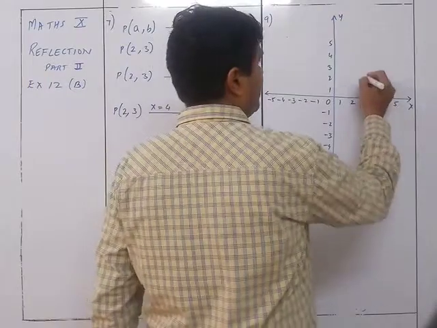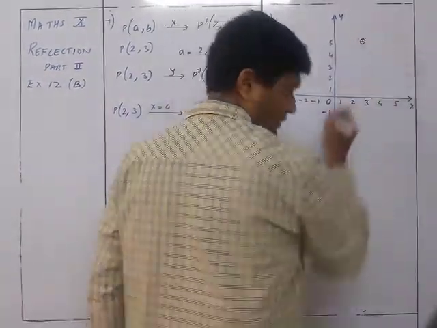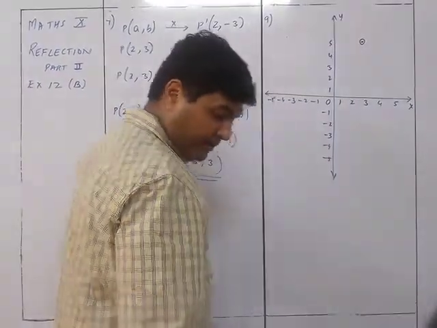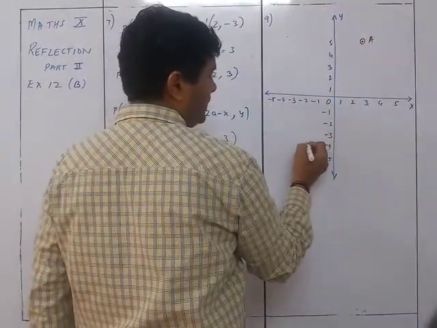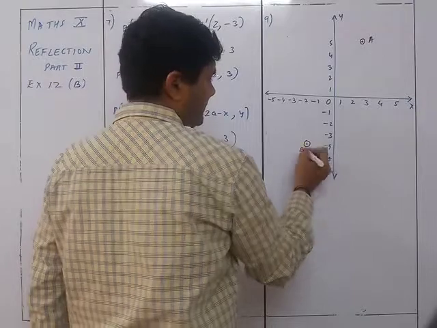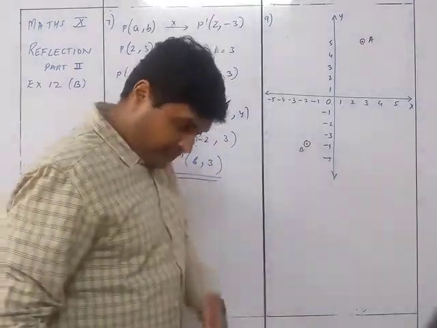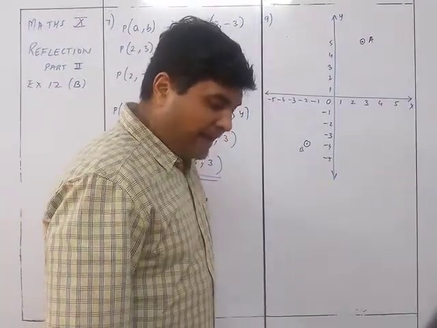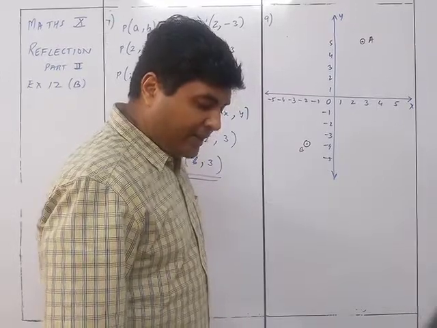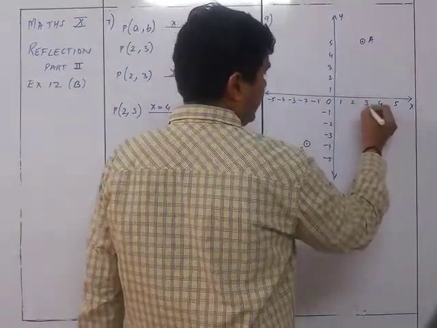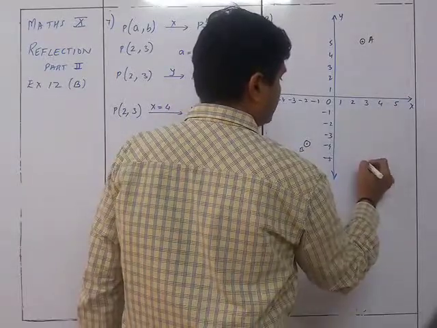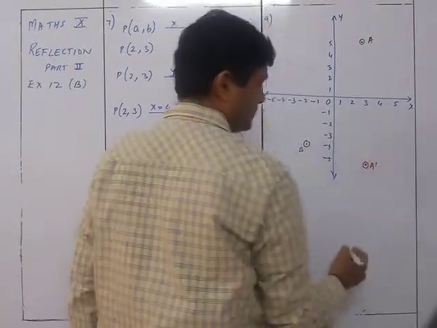So 3 comma 5 will be a point here. Is it named as A? And minus 2, minus 4 is a point over here, which is named as B. Now, A dash is the image of A when reflected by the x-axis. So by reflection in the x-axis, this becomes a point here. So it is A dash.